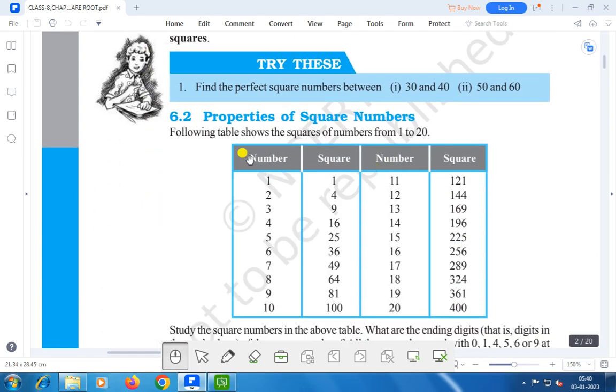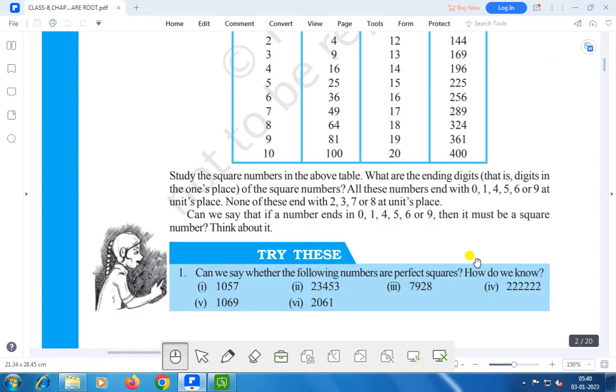Properties of square numbers. The following table shows the squares of numbers from 1 to 20. 1 into 1 is 1, 2 into 2 is 4, 3 into 3 is 9, 4 square 16, 5 square 25, 6 square 36, 7 square 49, 8 square 64, 9 square 81, 10 square 100, 11 square 121, 12 square 144, 13 square 169, 14 square 196, 15 square 225, 16 square 256, 17 square 289, 18 square 324, 19 square 361, and 20 square 400.